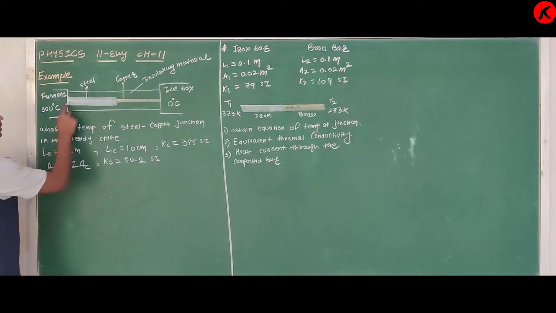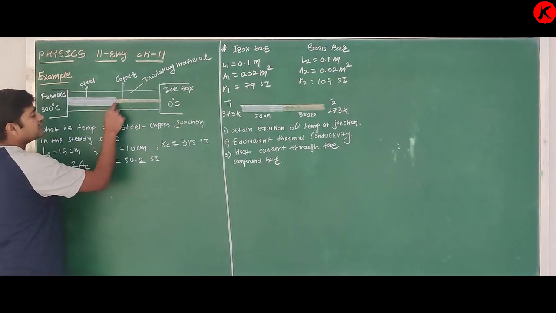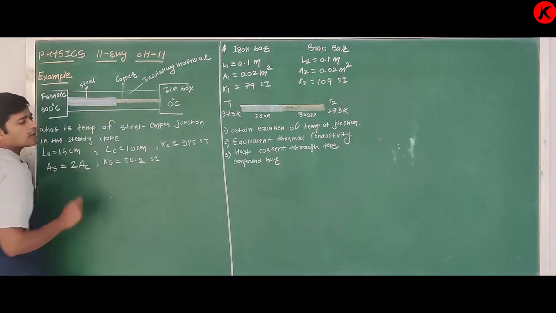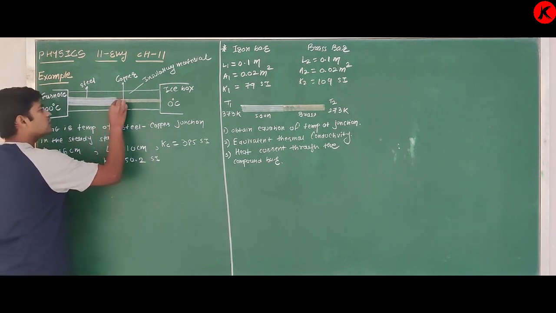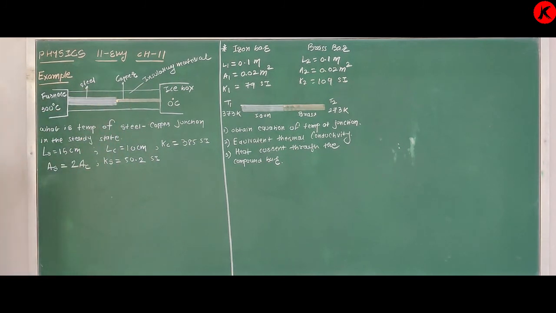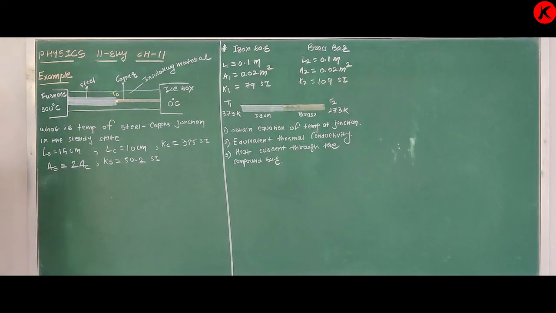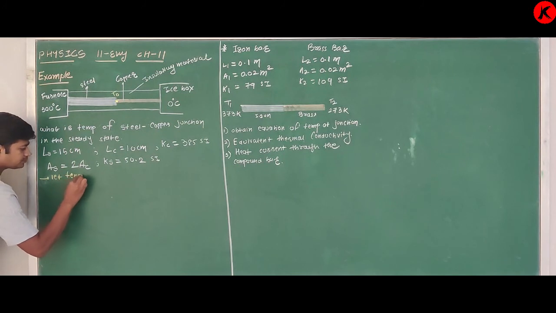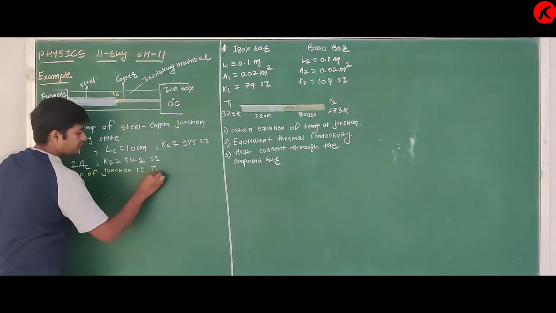Junction means, see, it is a steel wire. Its one end is at 300 degrees Celsius, and its other end is in contact with this copper wire. This copper wire's other end is in the ice box, at 0 degrees Celsius. So it is called the junction. Your question is, what is the temperature of the steel-copper junction in the steady state? I am assuming that the temperature of this junction is T0. First of all, you have to assume that the temperature of the junction is T0.